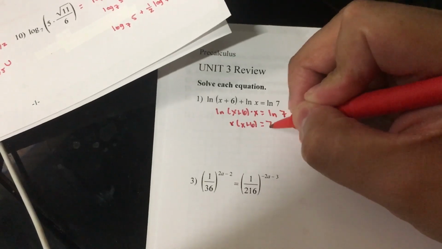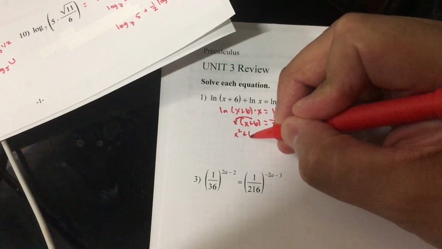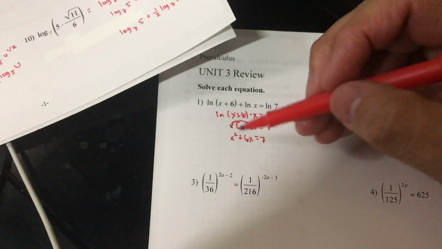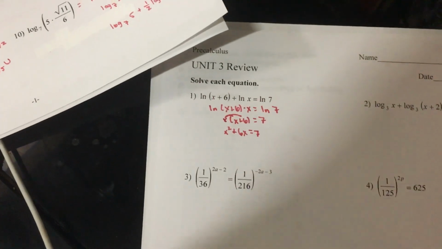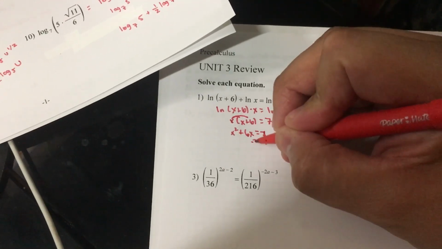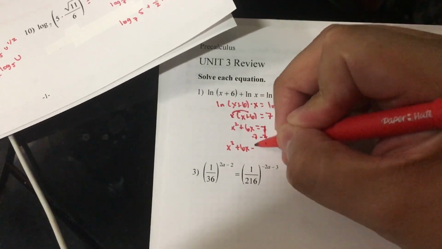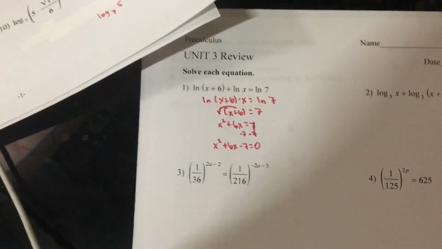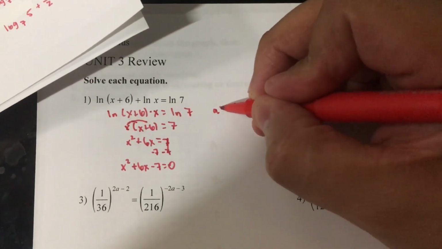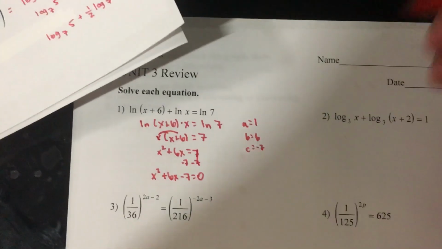So I'm left with x times x plus 6 equals 7. I'm going to distribute, so x squared plus 6x equals 7. And since this is squared, guys, so only when this is squared, I'm going to go ahead and factor. So I'm going to move the 7 to the other side, and I'm left with x squared plus 6x minus 7 equals 0. Okay, so at this point is where I'm going to do a, b, and c, where a is 1, b is 6, and c is negative 7.